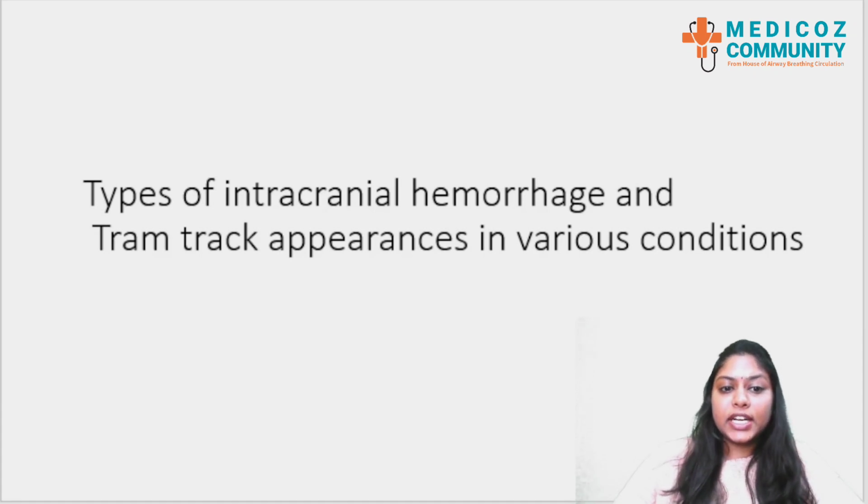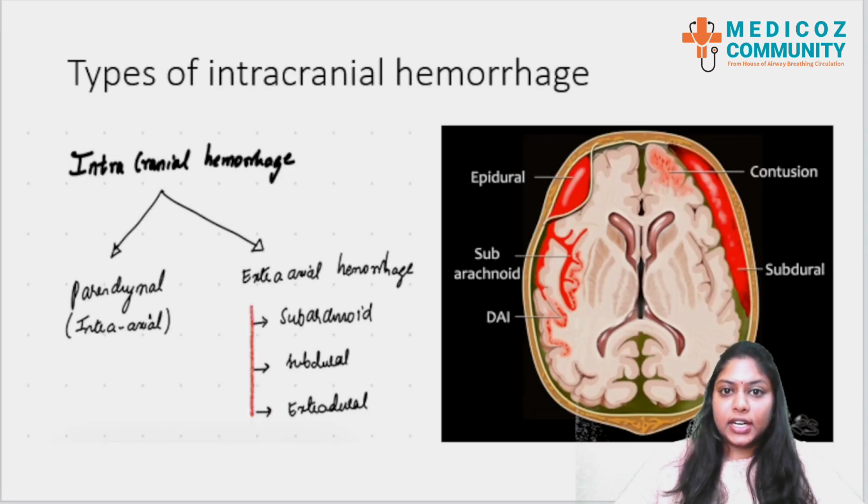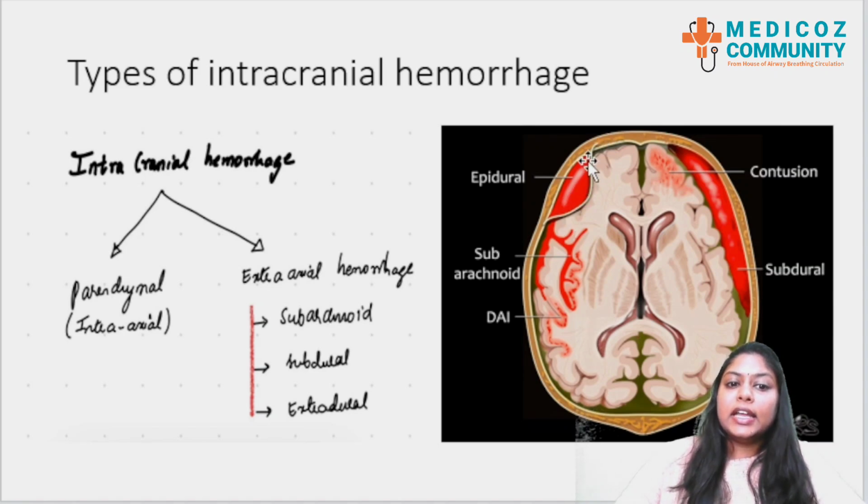Topic: types of intracranial hemorrhage and tram track appearance in various conditions. The first topic for today is types of intracranial hemorrhage. As you know, it is divided into intraaxial and extraaxial hemorrhage. Intraaxial is generally seen in the parenchyma. Within the parenchyma, we'll be appreciating it as a contusion. If it is extraaxial, that means outside the brain parenchyma, it is divided into epidural, subarachnoid, and subdural.